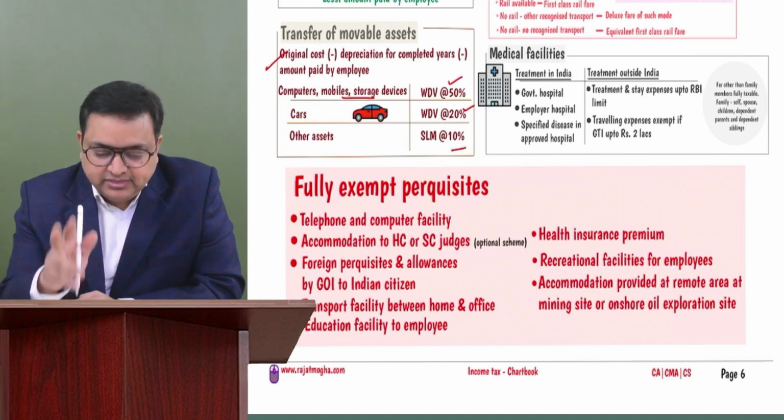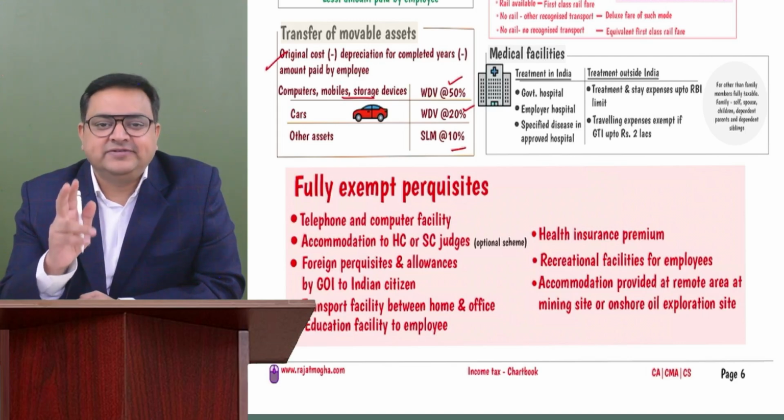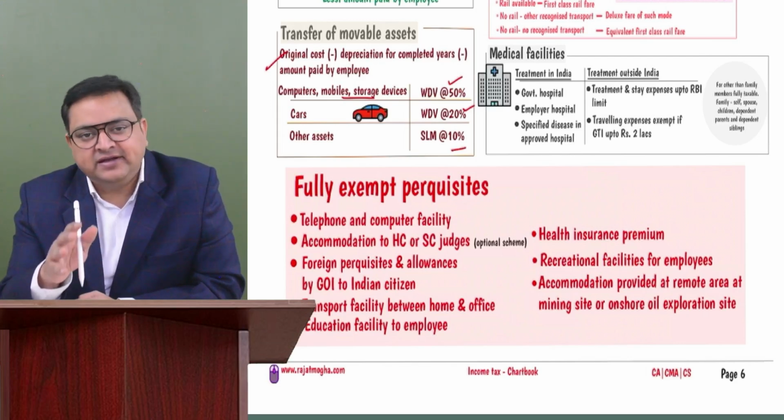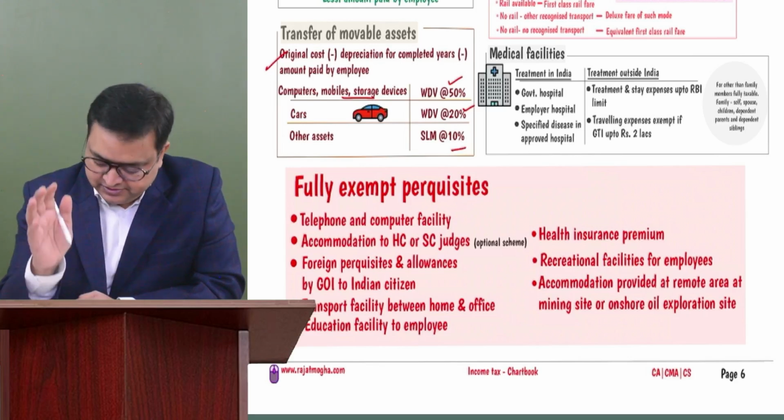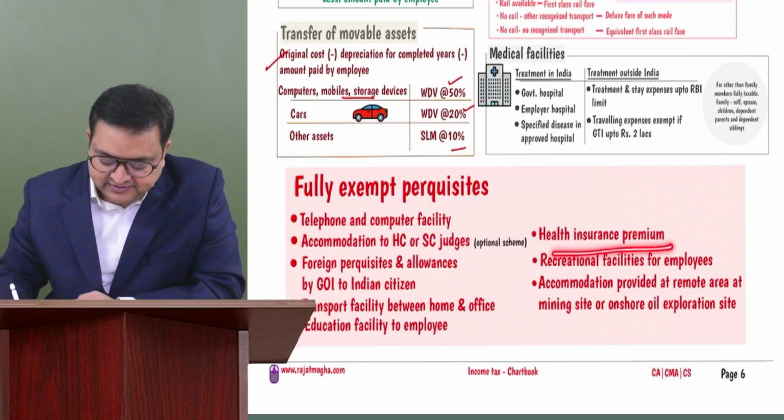Got it? Second thing, if the assessee is physically handicapped, blind, deaf, or dumb, in that case, it is exempt up to 3,200 per month under both the regimes. Got it? Health insurance premium is exempt.